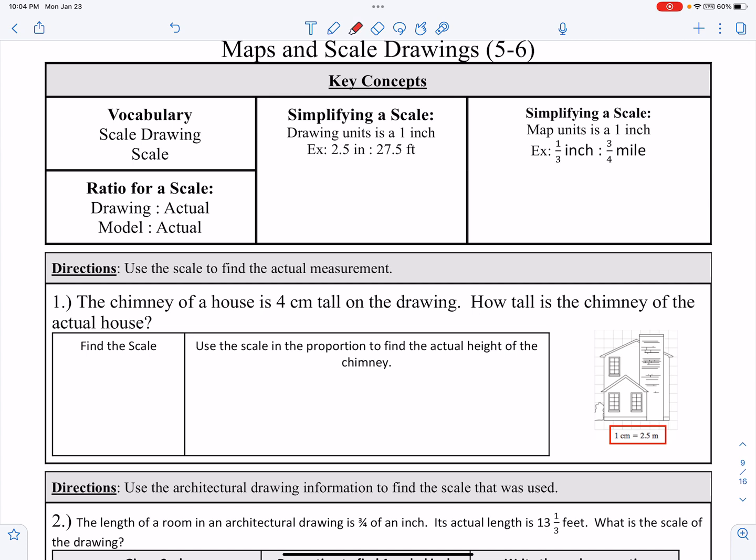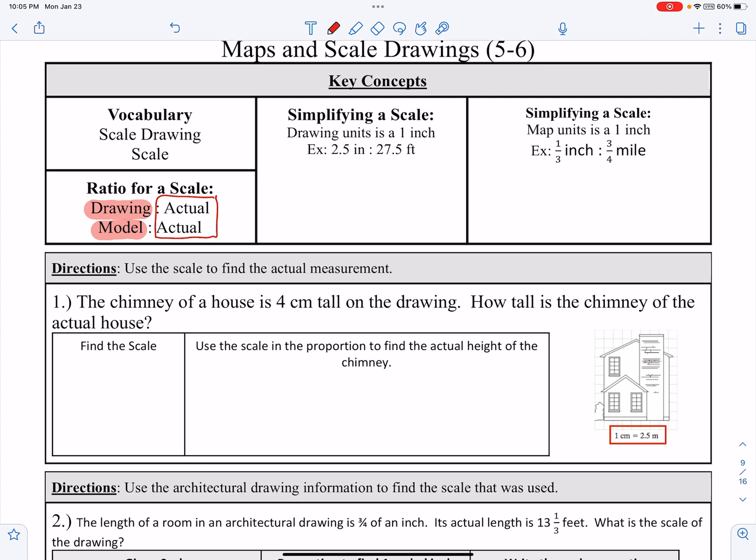The one twist I want you to be aware of though is that ratios for scale, they're all written the same way. They have that drawing or model, and that's going to be the first number, and then the actual is going to be the second number, or your denominator. Okay, so something a little bit different with this that you just need to be aware of when you're looking at scale models of things. So let's go ahead and work on simplifying a scale.